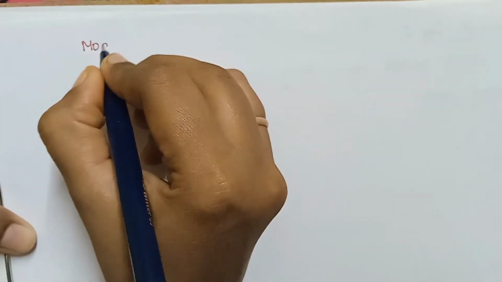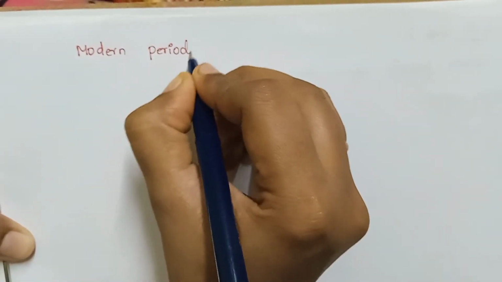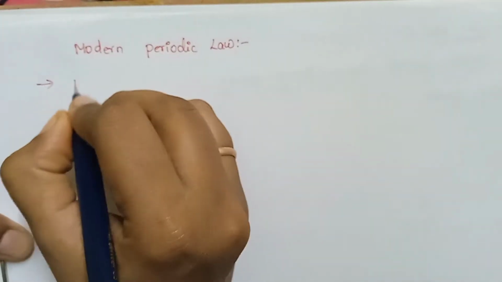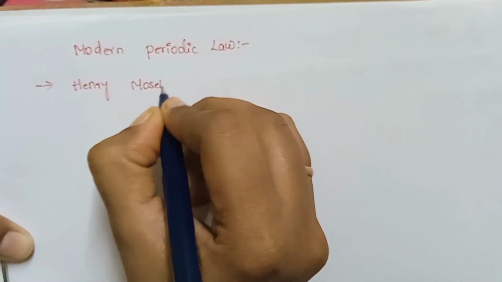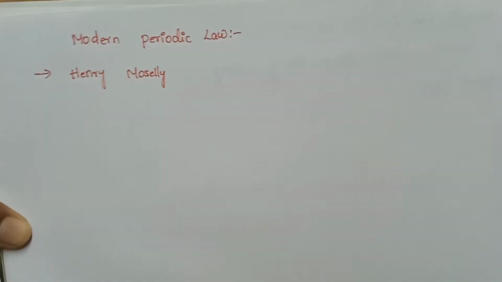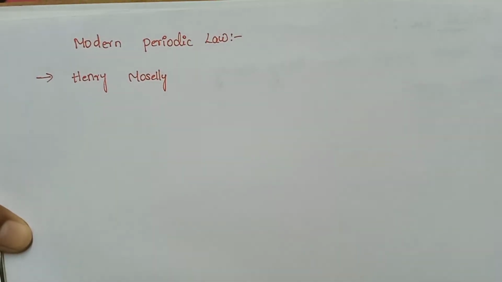So today we will discuss the topic modern periodic law. The father of the modern periodic table is Henry Moseley. The definition is: the physical and chemical properties of the elements are a periodic function of their atomic number.